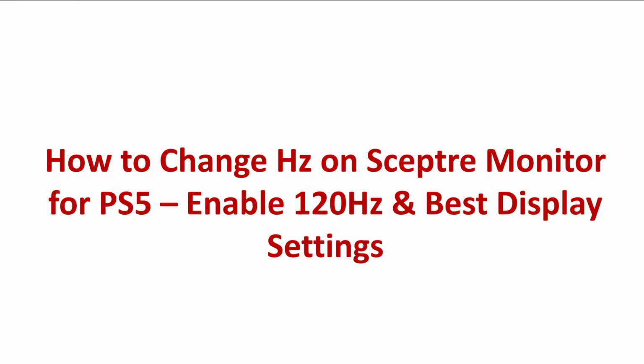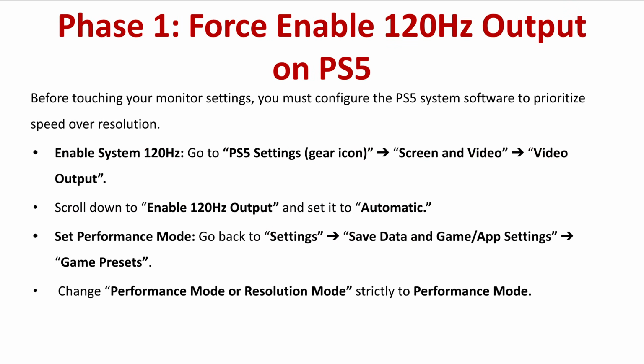So hey everyone, in this video we are going to see how to change Hz on a Sceptre monitor for PS5, enable 120Hz, and the best display settings. First, force enable 120Hz output on PS5. Before touching your monitor settings, you must configure the PS5 system software to prioritize speed over resolution.